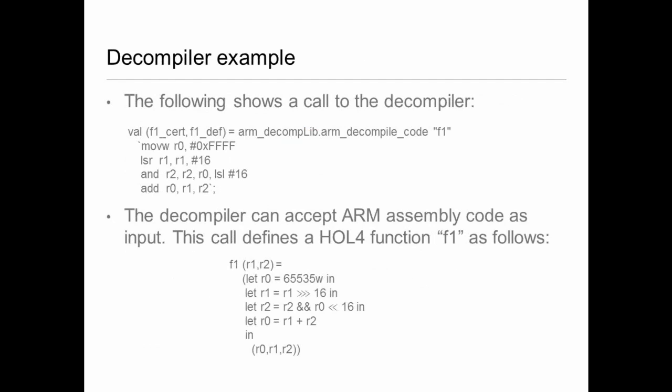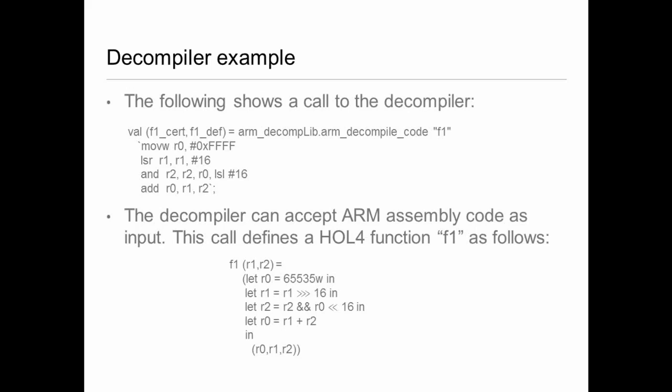So here's a little example. This top section here is some HOL code written in ML. This is making a call to the decompiler. It's saying we want a function f1 that corresponds with this assembly code. There's an assembly code parser as part of this as well.